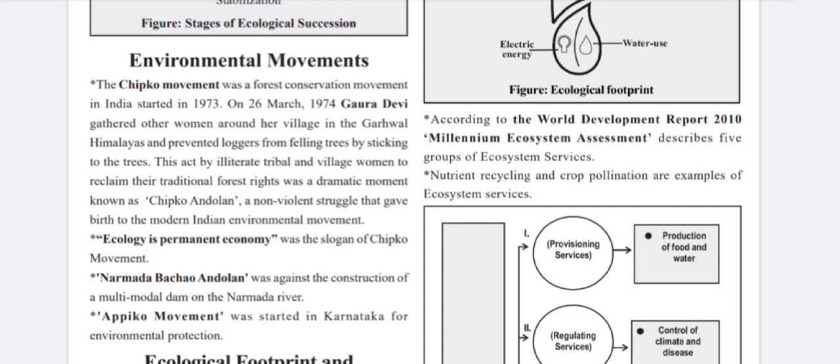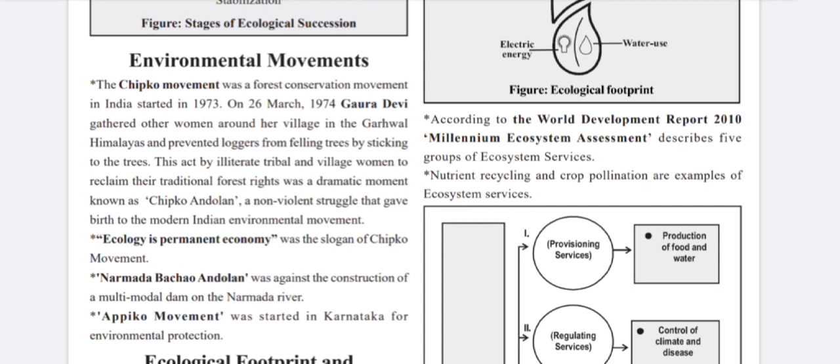This act by illiterate tribal and village women to reclaim their traditional forest rights was a dramatic movement known as Chipko Andolan, a non-violent struggle that gave birth to the modern Indian environmental movement. Ecology is permanent economy was the slogan of the Chipko movement.